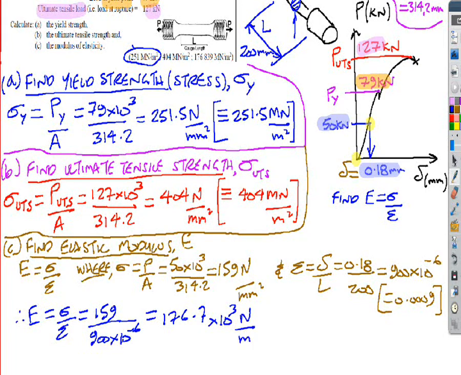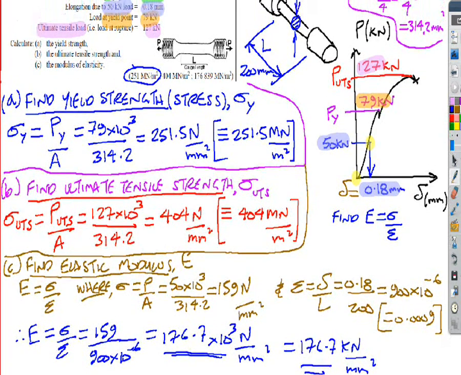newtons per millimetre squared. That's sometimes written in terms of kilonewtons as well, so it could be 176.7 kilonewtons per millimetre squared if you want to write it like that. Okay, so that's my final answer for the elastic modulus in this case, the 176.7. And that's the E value. So what you've got there in those calculations are the three material properties you would need when you're doing calculations in industry: the yield strength, the ultimate tensile strength, and the E value. They're the typical three values used when you're doing strength analysis questions.